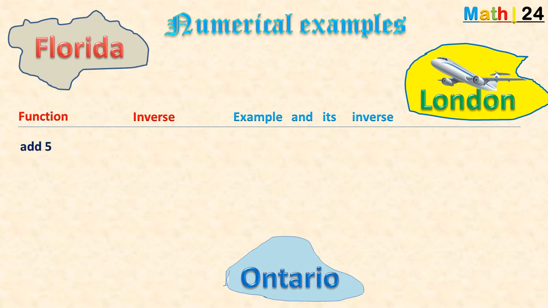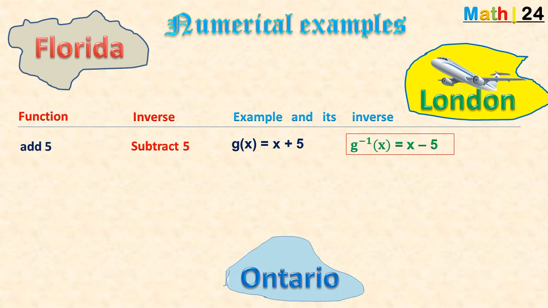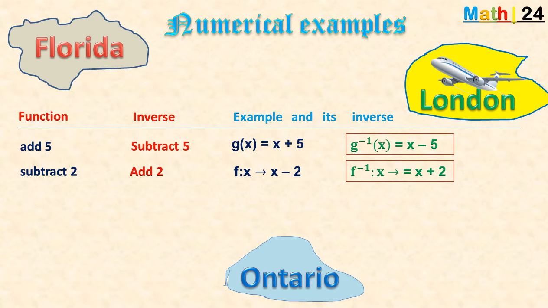If you have the function to add 5, the inverse of adding 5 is subtract 5. For example, if you have g of x is equal to x plus 5, the inverse function will be g inverse of x equals x minus 5. If you have the function to subtract 2, the inverse will be add 2. For example, if f of x is mapped onto x minus 2, then f inverse of x is mapped onto x plus 2.